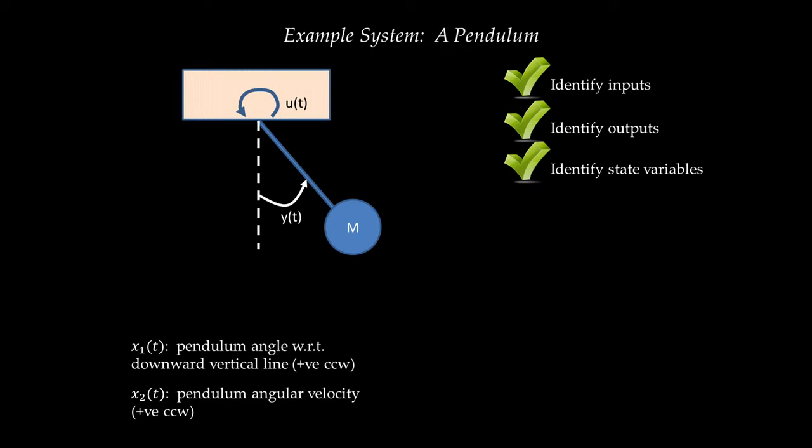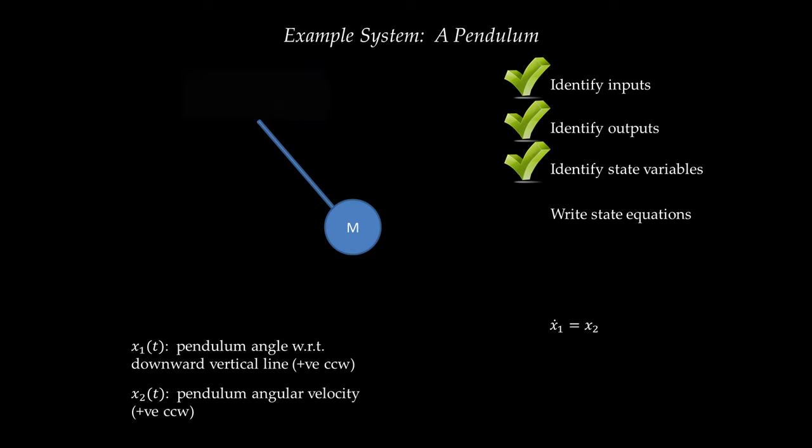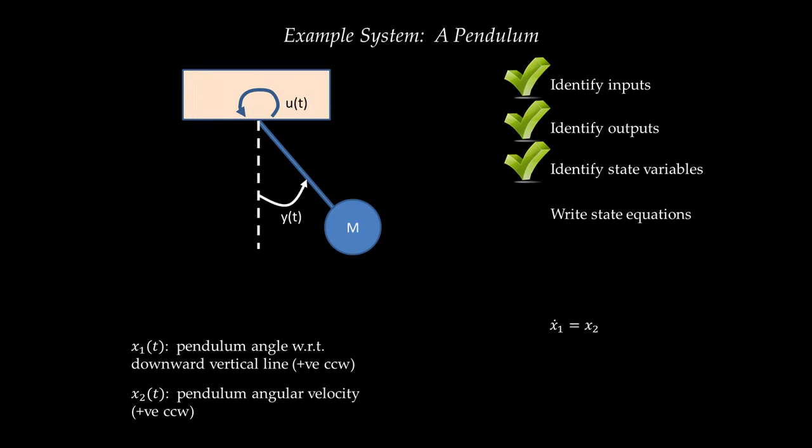Step number 4 is to write down the state equations. I want to write down an equation for x1 dot and an equation for x2 dot. The equation for x1 dot is very easy. The rate of change of pendulum angle with respect to time is just angular velocity, and so therefore x1 dot has to equal x2. The second state equation is the state equation for x2 dot, which is the rate of change of angular velocity with respect to time, which is angular acceleration.